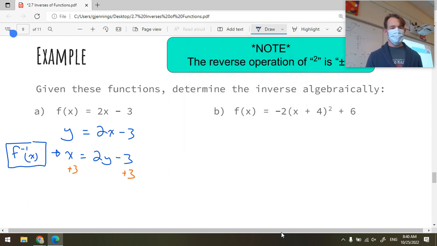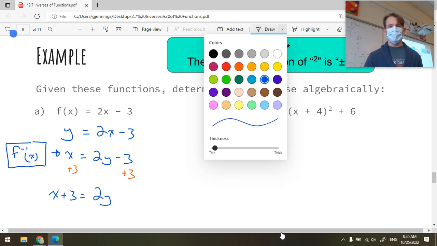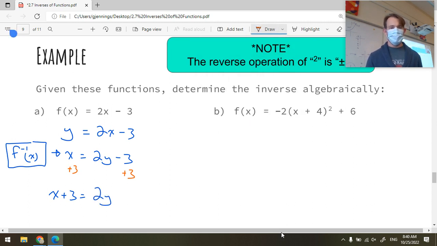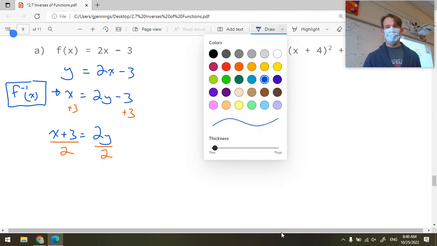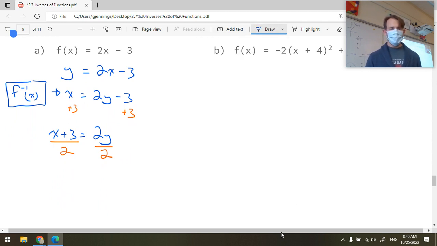So this is x plus 3 equals 2y, and then one last inverse operation to perform. Divide by 2 on both sides. And I have my inverse all finished here. Almost. I have x over 2 plus 3 over 2 is equal to y.